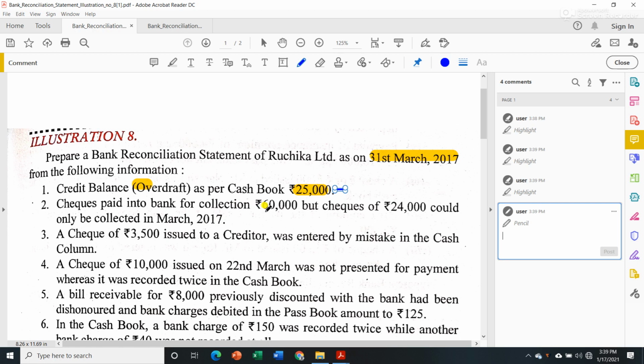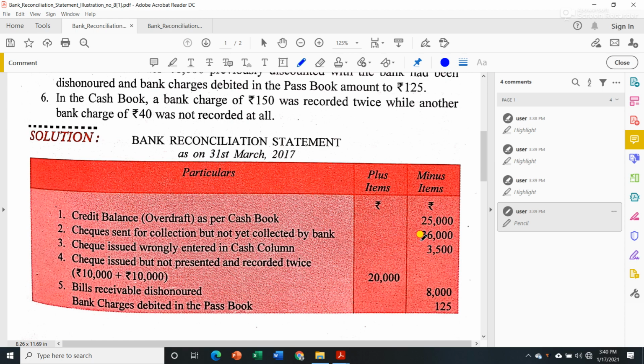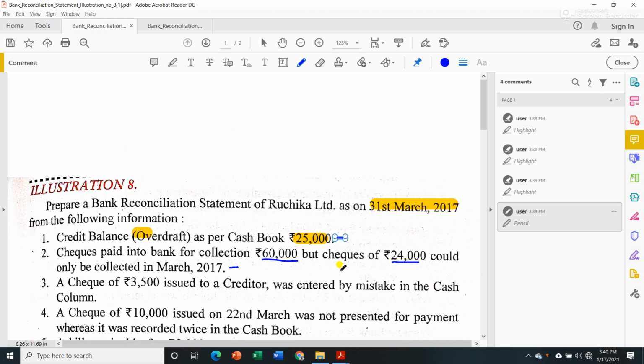we received 60,000. Checks paid into bank for collection means our bank was supposed to collect 60,000, and according to cash book we have received 60,000 in the month of March, but in actual only 24,000 was collected in our bank account. That means the difference amount, that is 60,000 minus 24,000, which is 36,000, is showing excess in our cash book. So this 36,000 we will deduct from our cash book. Now here see, 36,000 is deducted from cash book.